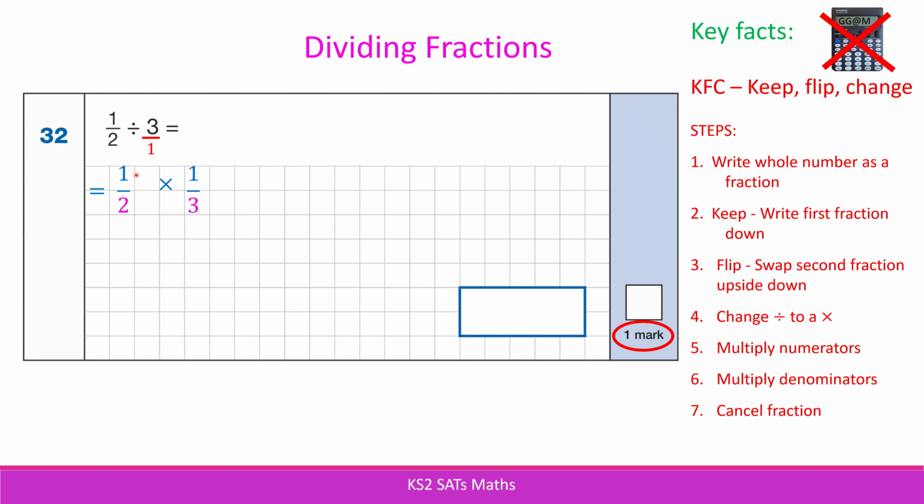Now I've got to multiply the numerators, so 1 times 1 is 1 and 2 times 3 is 6. So the answer needs to get written in the box here, and that will give you 1 mark in the exam. Give yourself a big tick if you got that correct. Great work, well done.